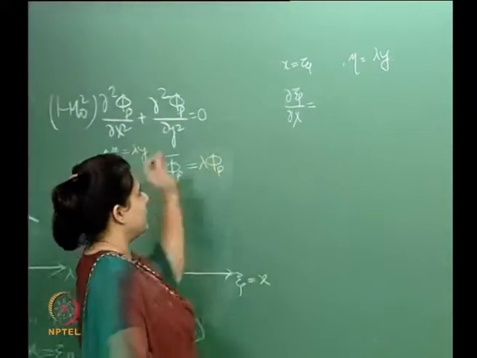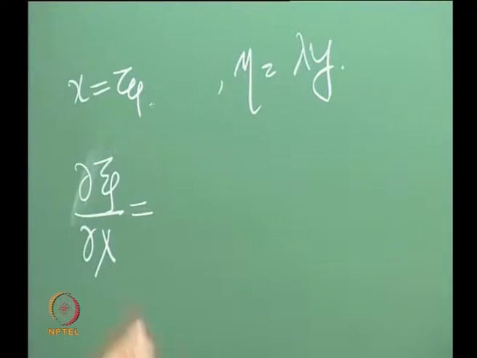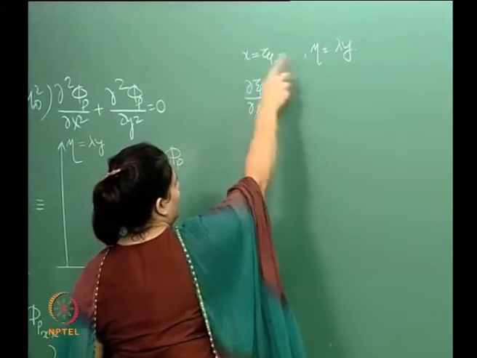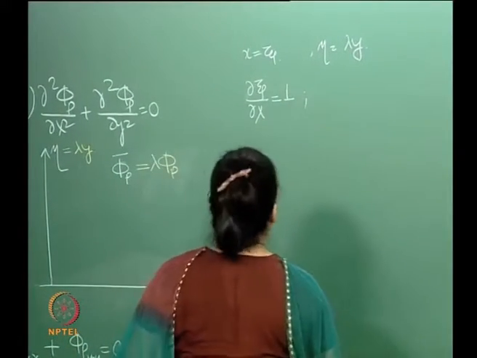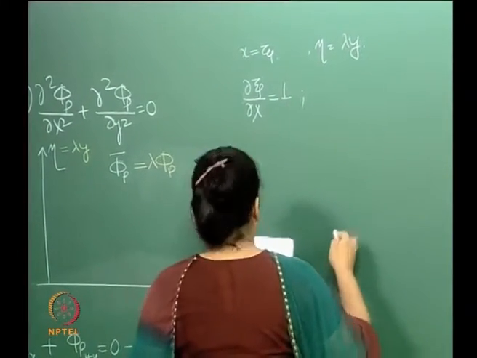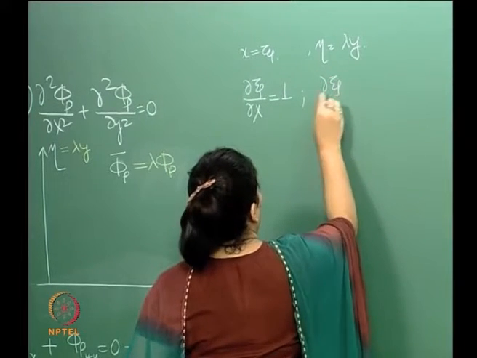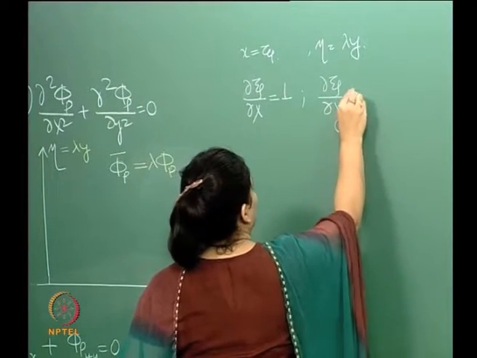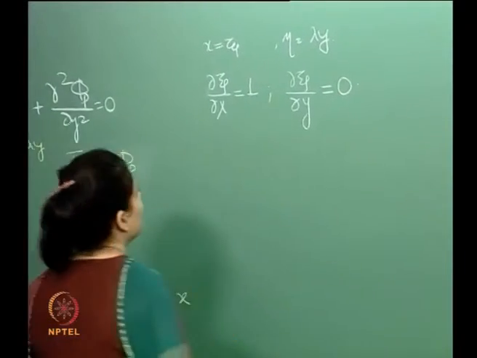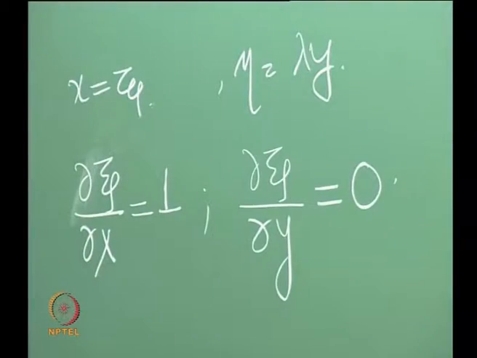What is this? del z del x is 1, right. If you do the math from here, then del z del eta is of course 0, okay. del z del y is of course 0. So, what I note here is the relationship or change of z if I change x or y. Okay. Similarly, let us do the same for eta.